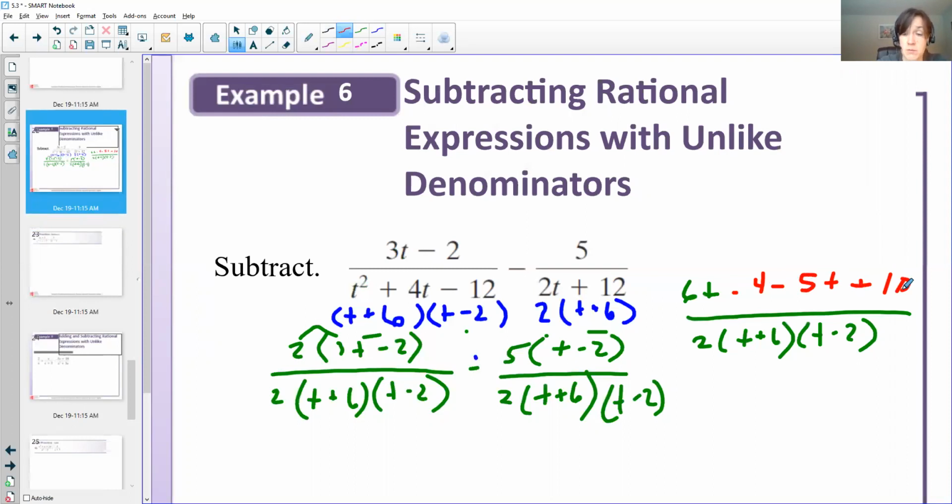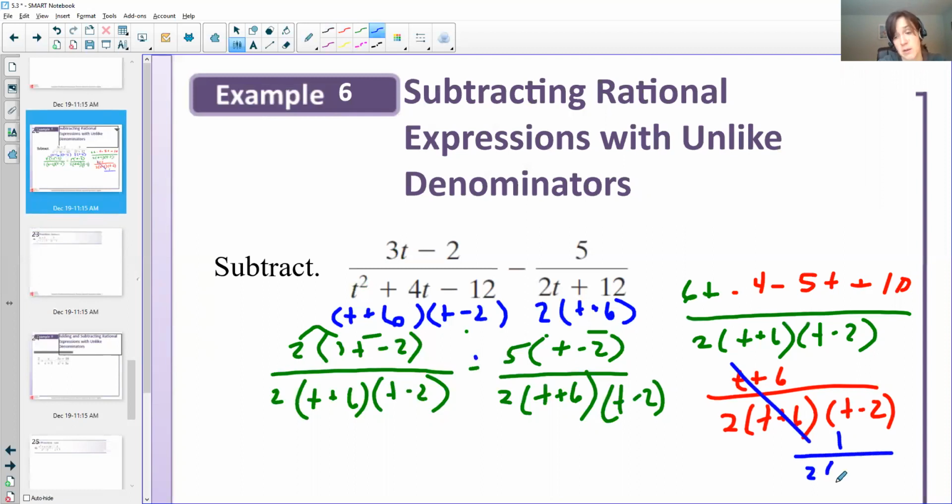So combine your like terms. On the top, I got 6t minus 5t. That gets me t. And the numbers are plus 6. Over 2 times t plus 6, t minus 2. Is there anything I can simplify? Well, yeah, fantastic. Get rid of those. So now what's left? I have 1 on the top because there's nothing else there, over 2 times t minus 2. Done. It's not a terrible thing, but listen, watch these back if you're stuck.